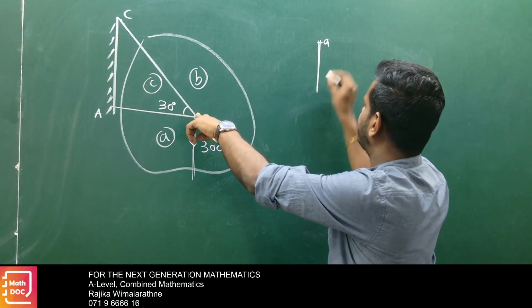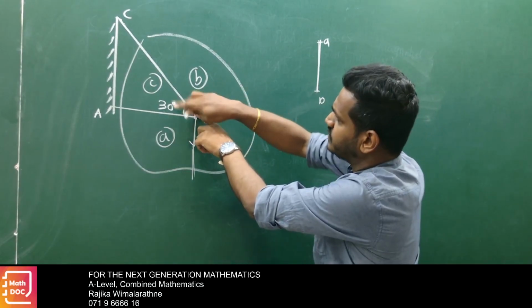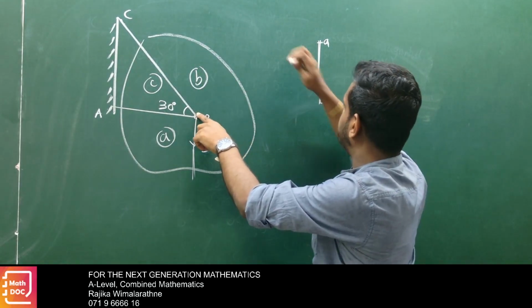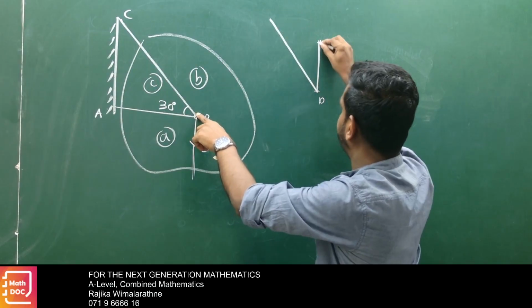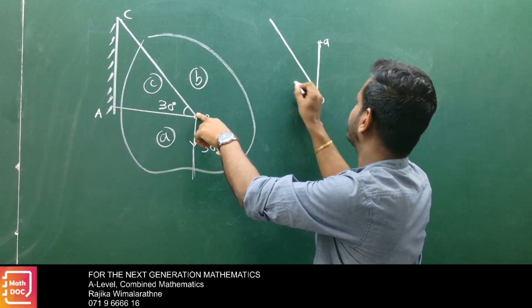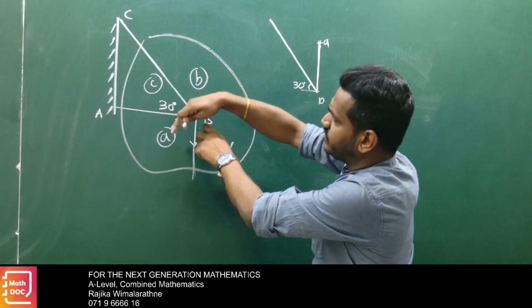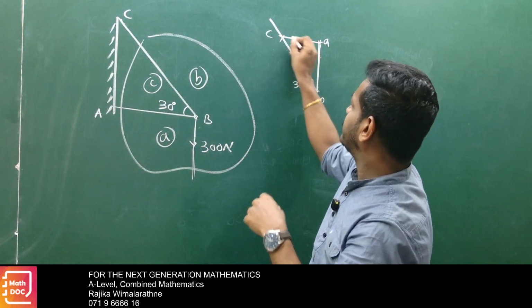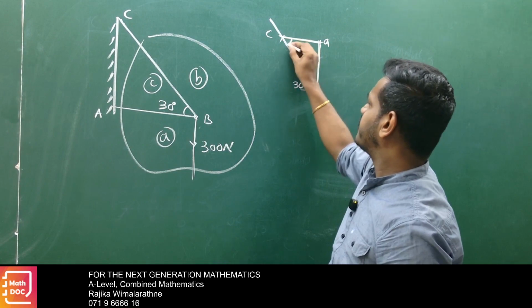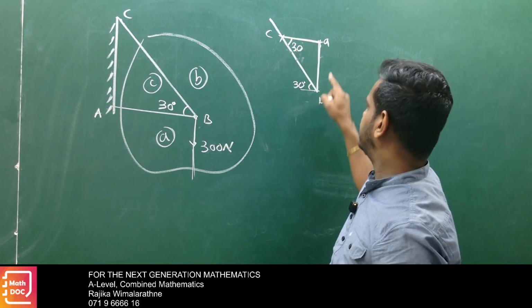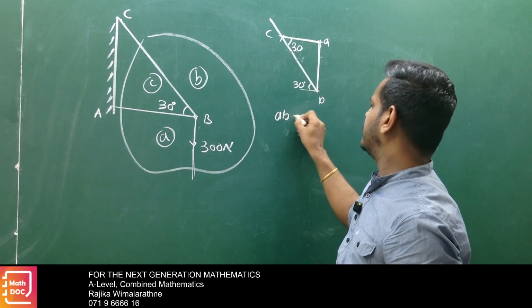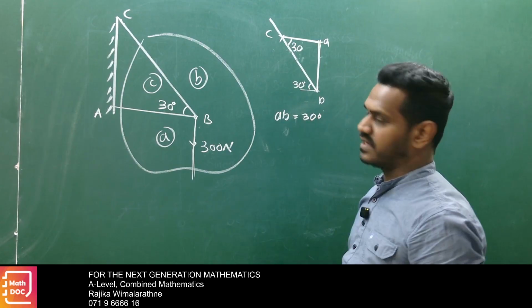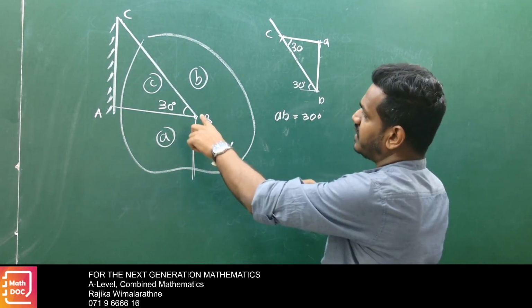Then here A, B. B to C to the horizontal 30. C to A horizontal. Here C to A horizontal. Then here AB 300, no? 300. Then at the same time you'd better mark forces.